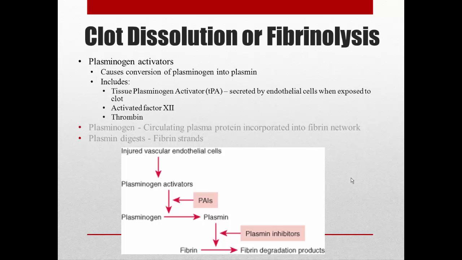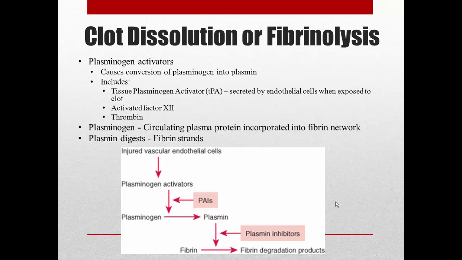Other things also work as plasminogen activators, like activated factor 12 or thrombin, which in turn converts plasminogen into plasmin. Then again, the plasmin digests the fibrin strands up. Now there are certain chemicals as well that inhibit this pathway. There are plasminogen activator inhibitors and plasmin inhibitors. And these are in charge of inhibiting either the plasminogen activators or the plasmin. If I don't have plasminogen activators, then I'm not going to get plasminogen converted to plasmin, which means I don't get fibrin broken down. Or if I inhibit the plasmin, I don't get fibrin broken down. So these slow down or stop the process of fibrinolysis, or the clot dissolution.